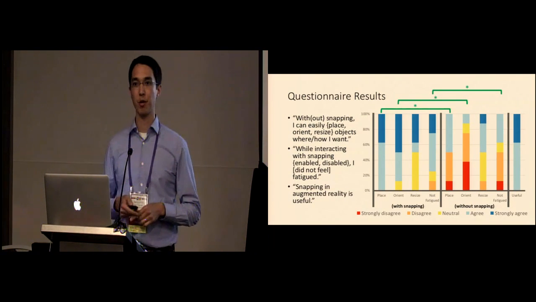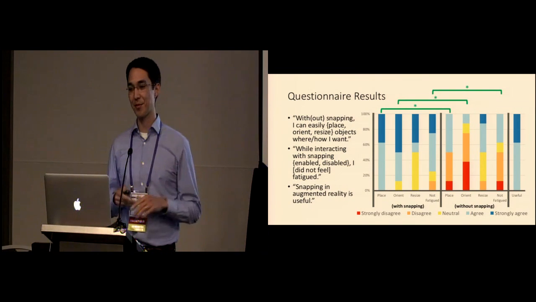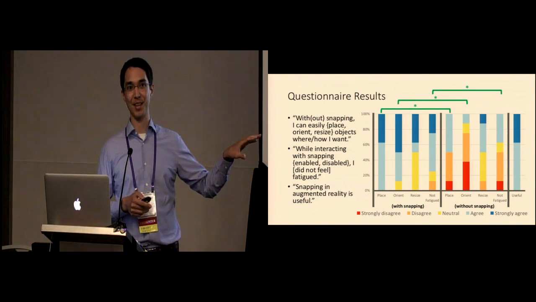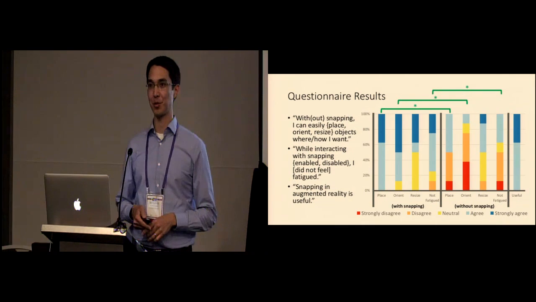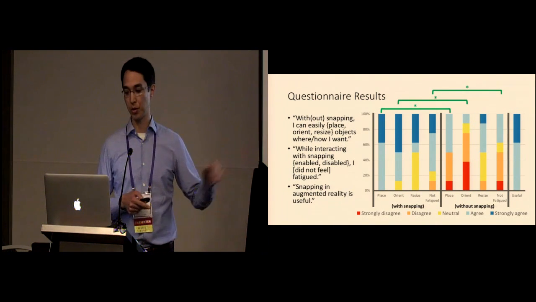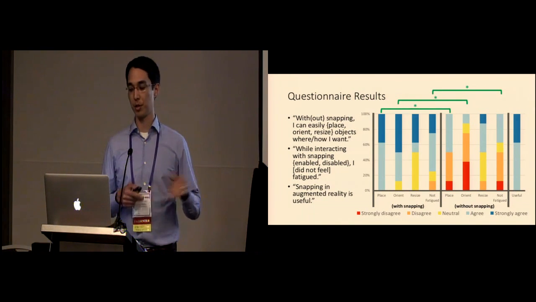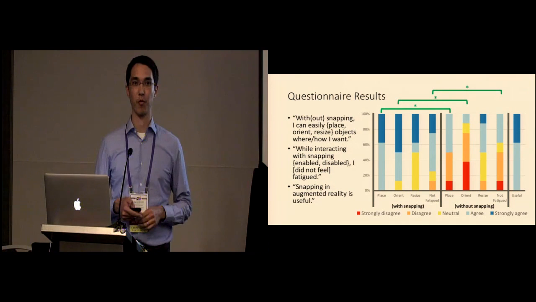So there are some questionnaire results. I don't have too much time to go into it here, but you can look at the paper for the details. But suffice it to say that there's a statistically significant difference between the snapping and the no snapping. So for example, users rated that they could place objects more easily with snapping than without snapping. And you can see the paper for more details on this.